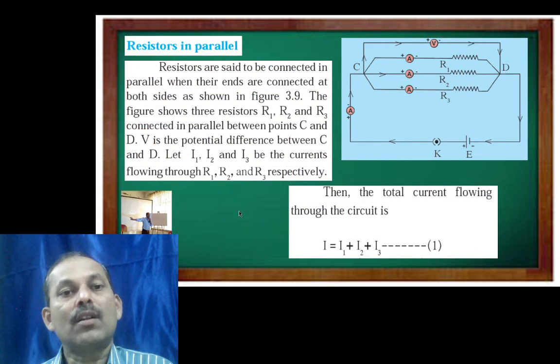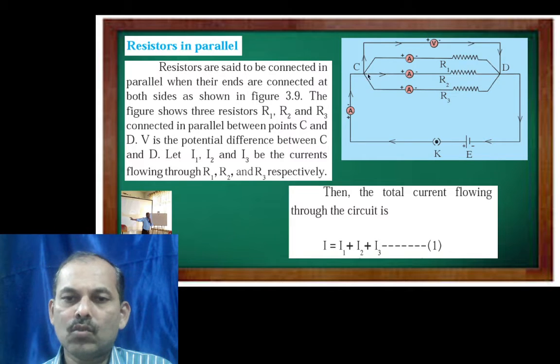Then we will see resistors in parallel. This is a diagram of resistances in parallel. R1, R2 and R3 are the three resistors connected in parallel between these 2 points. Also here a voltmeter is connected in parallel to these resistances, and here an ammeter is connected in series in this circuit. This is a battery and this is a plug key.